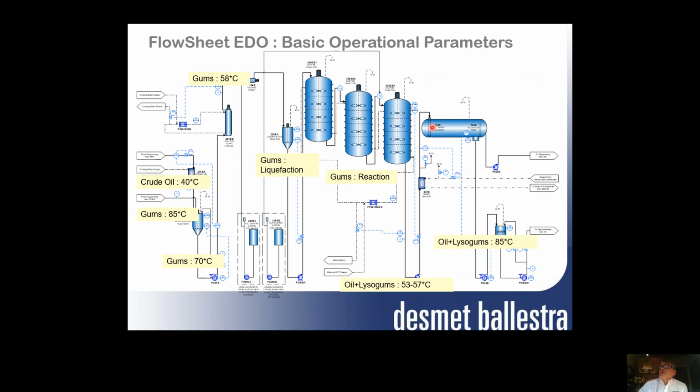Then it goes to the oil and lysogums at 85 degrees C. We increase the temperature to break the emulsion and have the two products, the oil and the lysogums, that will go to final disposal or to the mill, typically depending on the possibilities of adding gums, in this case lysogums, as we mentioned, to our main product like meal.